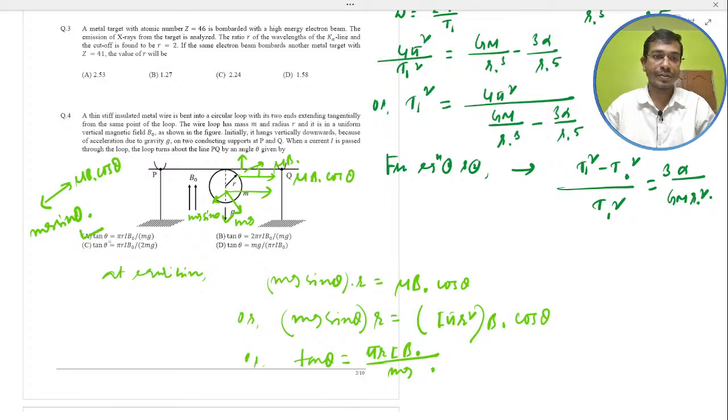Option A is correct. Tan theta is equal to pi r I b naught by mg. Okay, option A is correct. Next, go ahead.